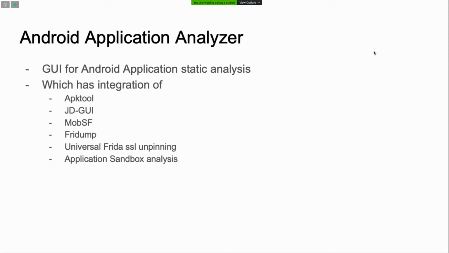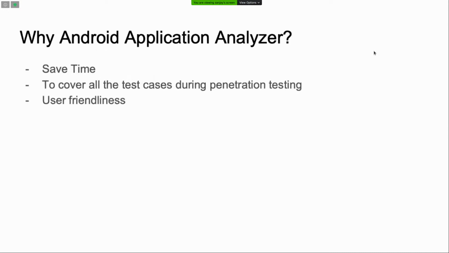So Android Application Analyzer is nothing but a GUI for Android application static analysis, which has integrated APK tool, JD-GUI, MobSF, Frida, Universal FRIDA SSL unpinning, and application sandbox analysis. Why have I built this Android Application Analyzer? To save time, to cover all the test cases in one GUI, and because it has a mouse interface, it is user friendly for analyzing the static part.